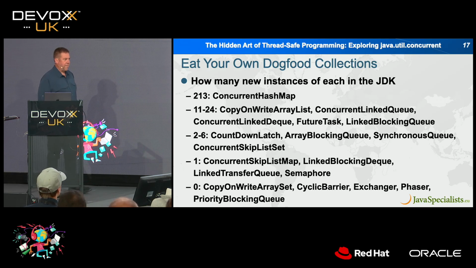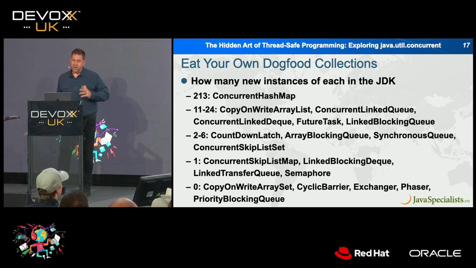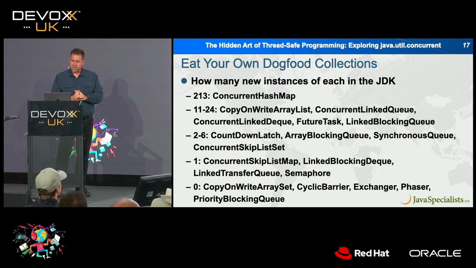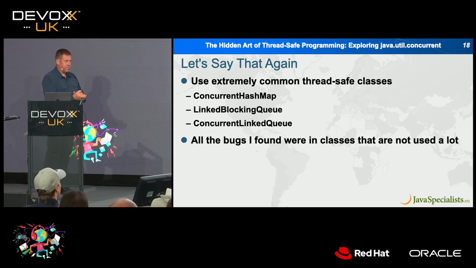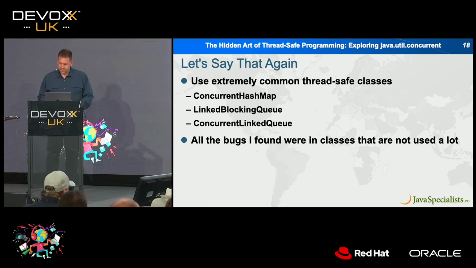And so I also looked at how many times these classes are used in the JDK, and ConcurrentHashMap is used hundreds of times. And then the other ones are used quite a few times: CopyOnWriteArrayList, ConcurrentLinkedQueue, ConcurrentLinkedDeque, FutureTask and LinkedBlockingQueue. I would use those in my code, and the rest treat with caution. They're not used as much. Okay, so that answers the first question. ConcurrentHashMap, LinkedBlockingQueue, ConcurrentLinkedQueue. Those are, I think, fairly safe to use. I'm not saying there are no bugs, but I just think there are fewer bugs than the other classes.